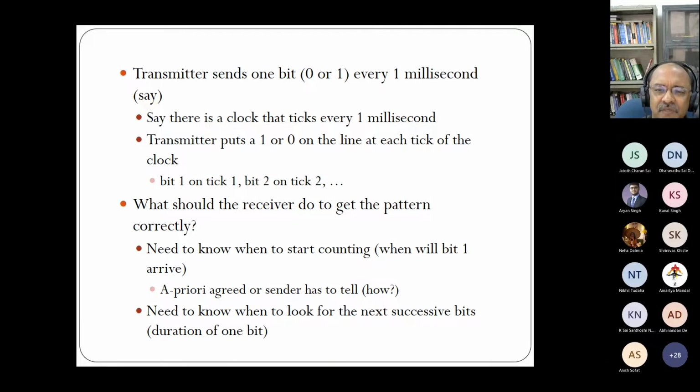Just illustrating that a little bit more. The transmitter sends one bit, 0 or 1, every 1 millisecond. That is too slow actually, but let's just assume it for illustration. Say there is a clock that ticks every 1 millisecond. The transmitter puts a 1 or a 0 on the line at each tick of the clock.